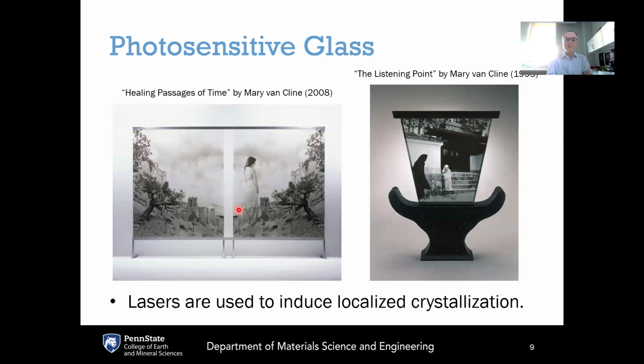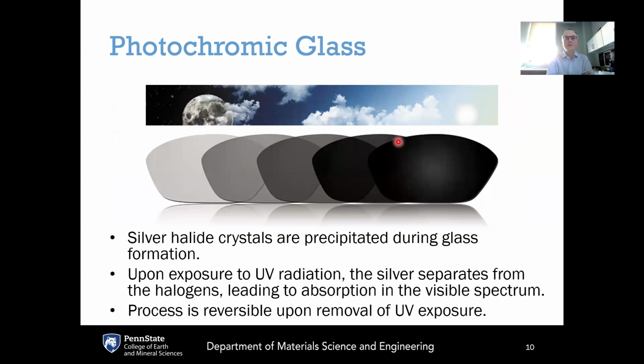Glass ceramics can also be used as an artistic medium. And in fact, if you go to the Palmer Museum here at Penn State, you'll see some of this work by Mary Van Klein, who is a wonderful artist who uses controlled crystallization in glasses by focusing lasers in certain parts to induce localized crystallization. That localized crystallization leads to scattering of light, and she can put these beautiful images. This one on the left, this piece is called Healing Passages of Time, and the one on the right is called The Listening Point. So it actually can be used to create some beautiful art.